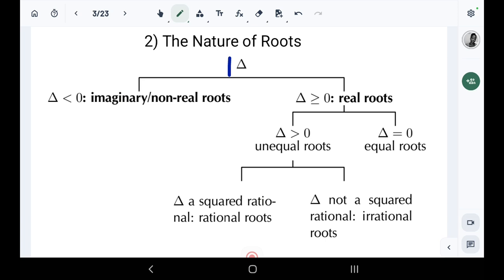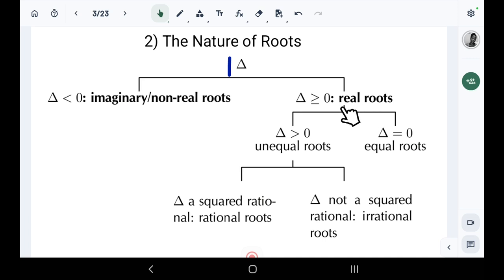Now, step number 2. After you determine that your roots are real, in other words, your discriminant is either 0 or a number bigger than 0, then you can take it a step further. However, if your roots are imaginary, in other words, your discriminant is negative, that's where it stops. No need to go further. You cannot go any further than that. That's your answer. Your roots are imaginary or non-real.